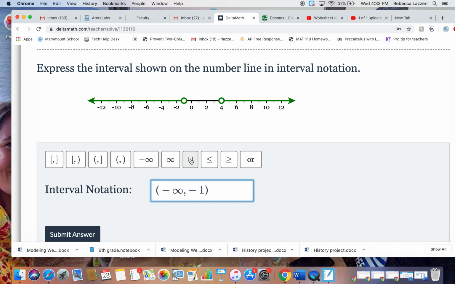Then you put in the union, and you have another one, 4 to infinity. So I have this parentheses, and I'm going to put in 4 to infinity. Now let's talk about negative 1 is an open circle, and 4 is an open circle. If these were closed, I would have brackets. Since these are open, I have parentheses. This should probably be or instead of union. We'll check it. I'll talk about that.